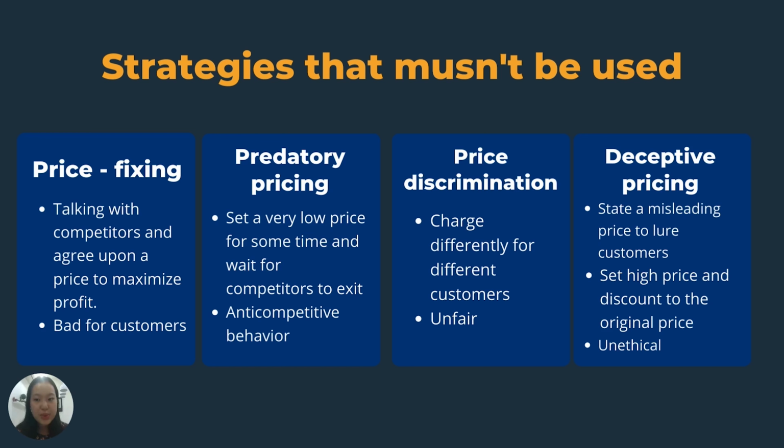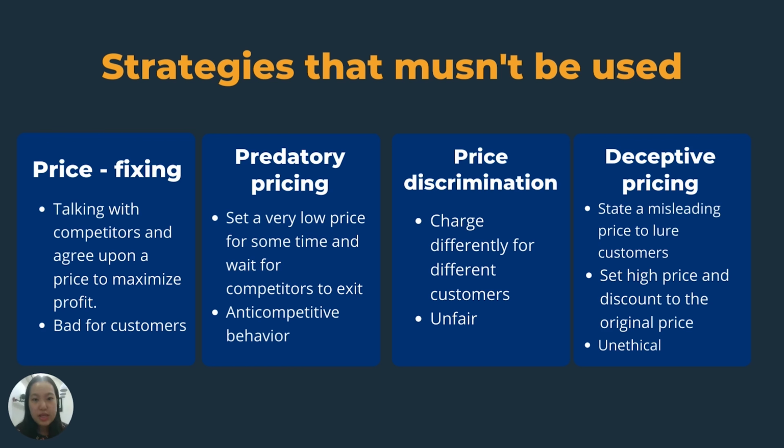Number 2 would be predatory pricing. Predatory pricing would be setting a very low price for a short period of time and waiting for competitors to exit the market because of the low price. After that, a company may raise the price higher than the original price, and in addition to a less competitive market, the company benefits much. This demonstrates an anti-competitive attitude and monopolization, and therefore government also doesn't allow it.